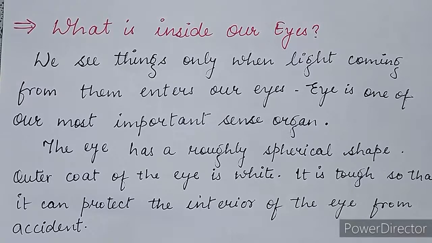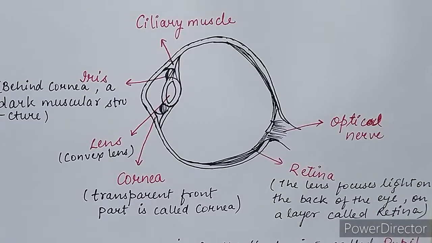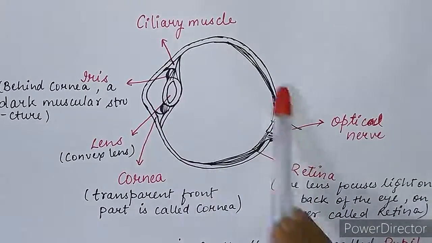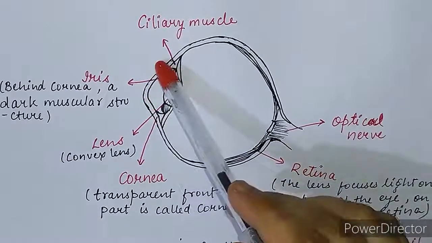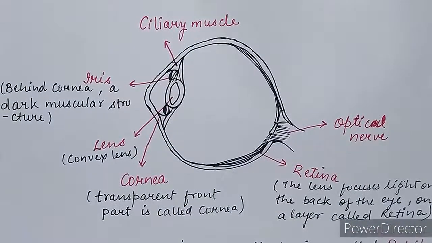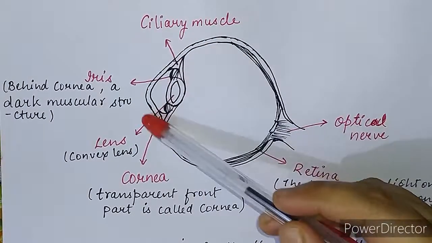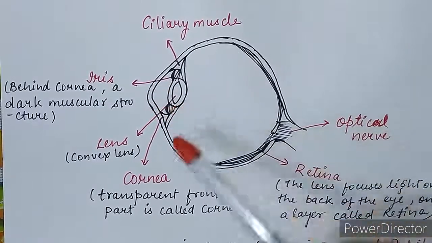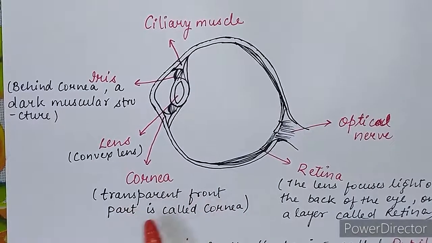We will now understand what the major parts of our eye are. Now this is the structure of a human eye. This is the outer coating layer, white in color, which protects our eyes from any accident. There is one transparent front part that is known as the cornea. Cornea is a transparent front part.